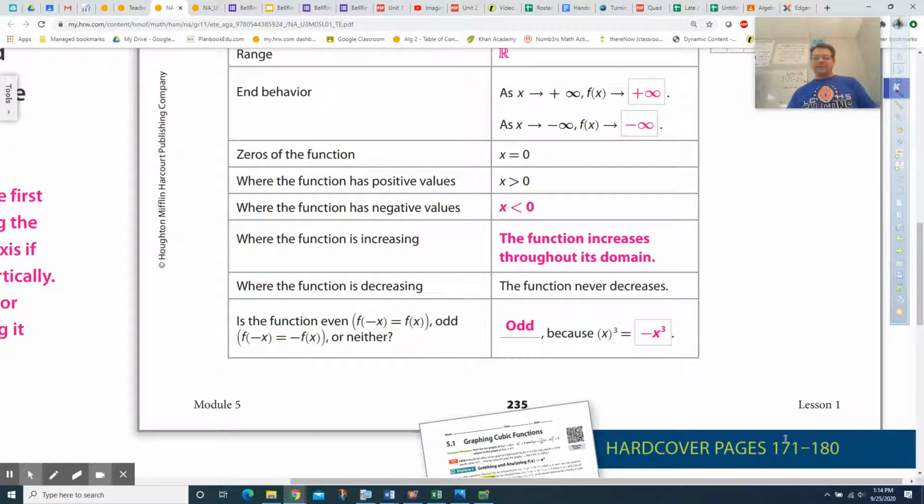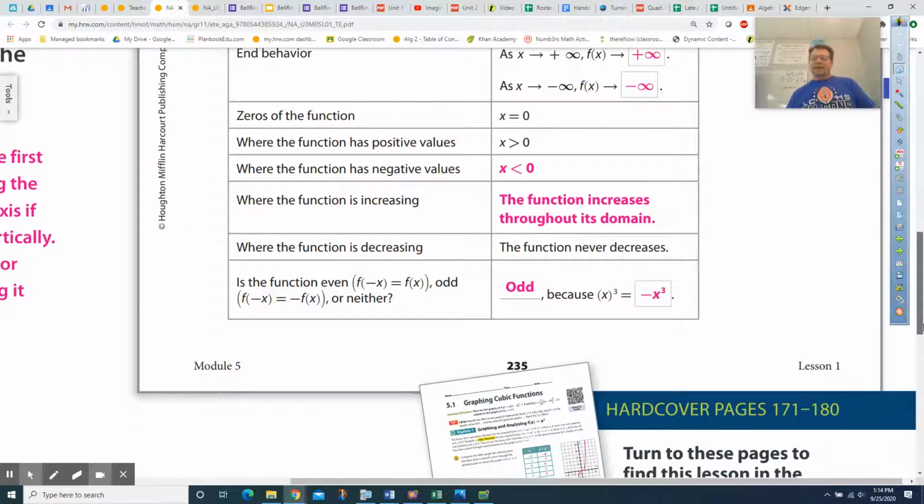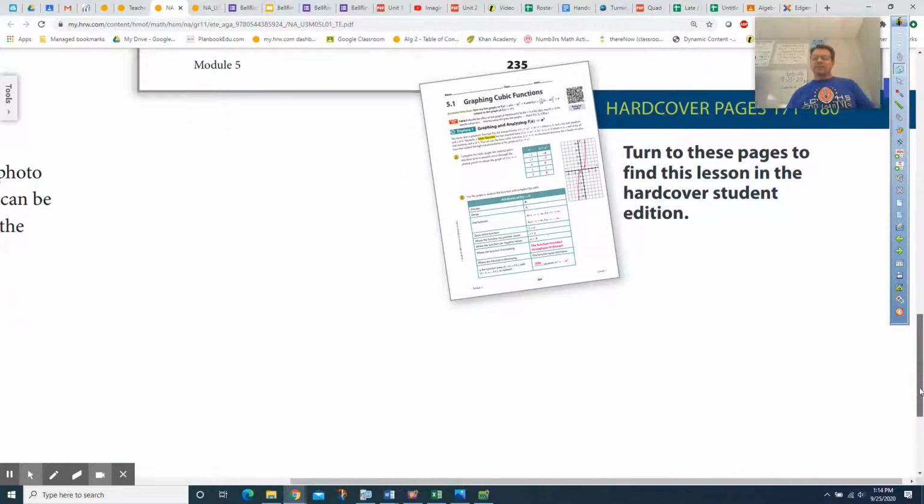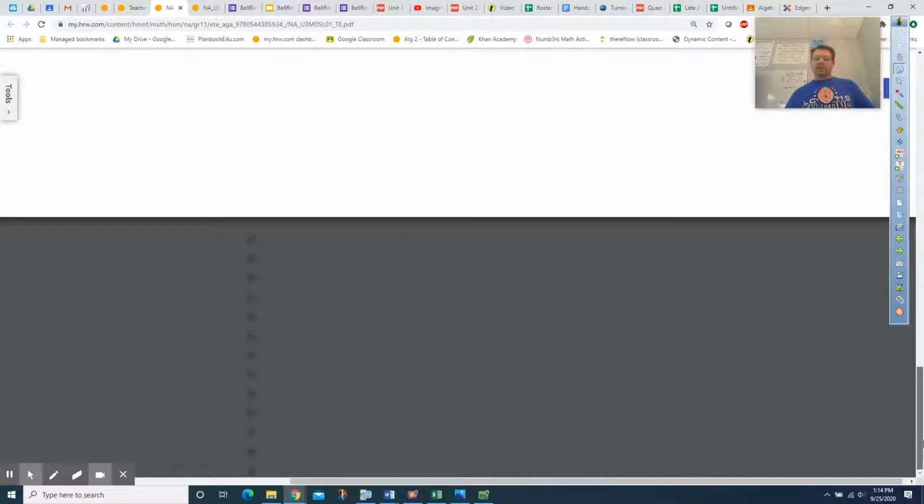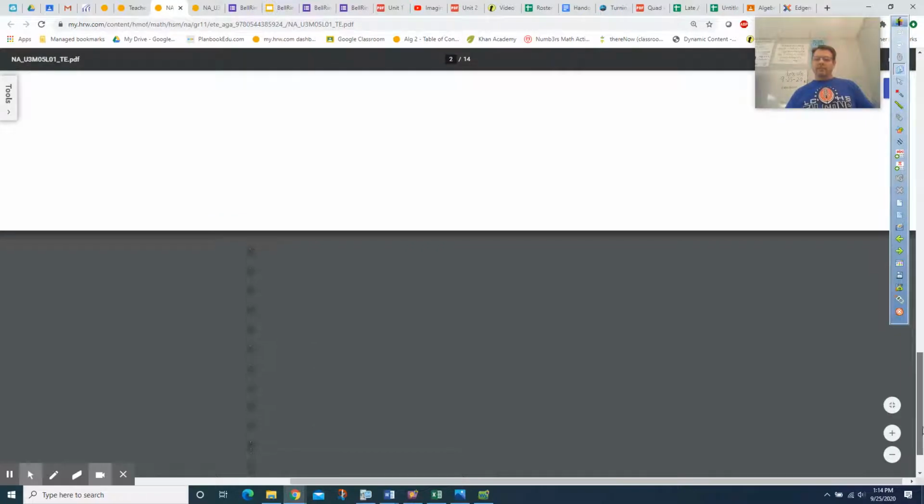All right, isn't that nice? So here we go. So those are some of the attributes, and you'll have some of that in your homework where they're going to be asking you about those attributes.